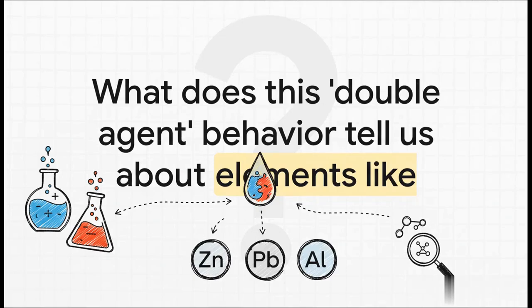And with that, we're at the end of our investigation. But I want to leave you with one last thing to think about. We've talked about these amphoteric hydroxides and how they can act like an acid and a base. So what does that really tell us? What does that double agent behavior say about the deep, fundamental nature of elements like zinc and lead? It's something to chew on, right? The case might be closed for today, but the bigger mysteries of chemistry are always out there, waiting to be solved. Thanks for joining me.